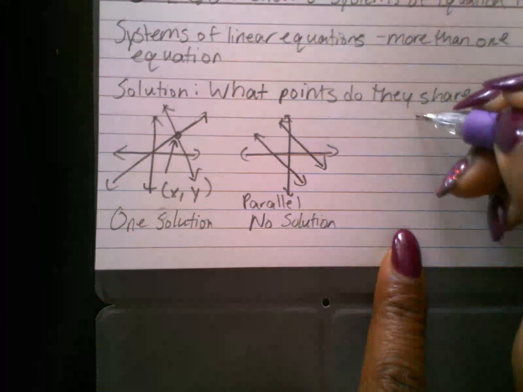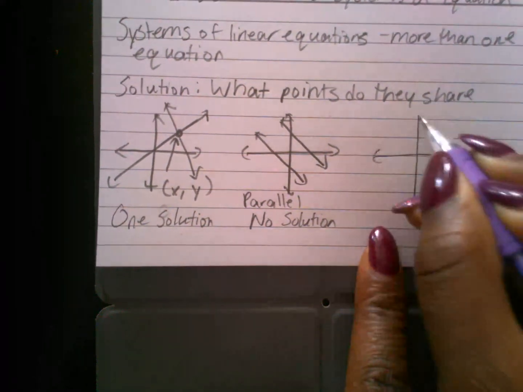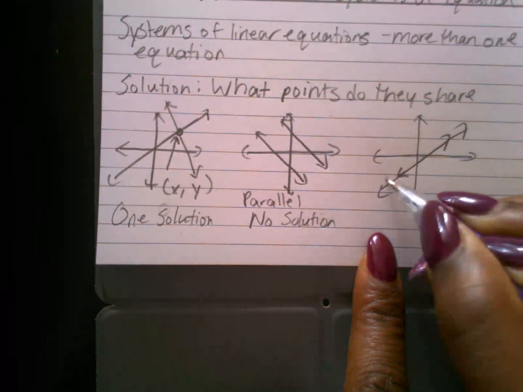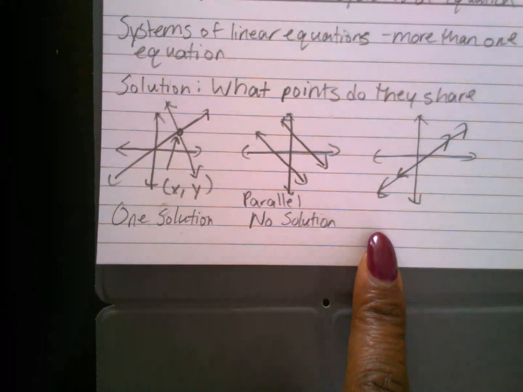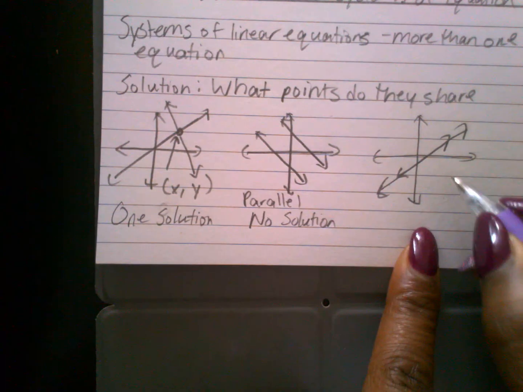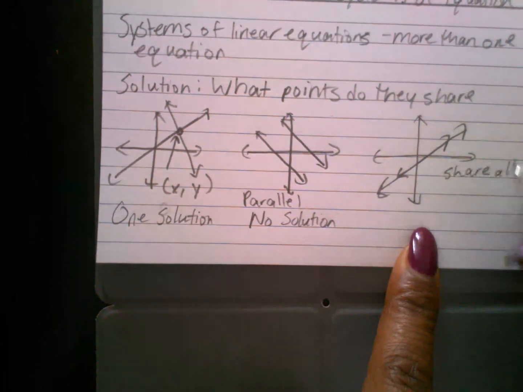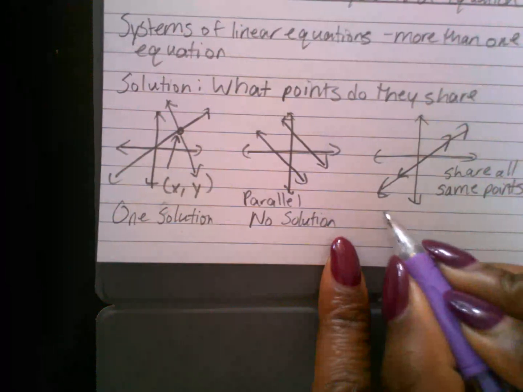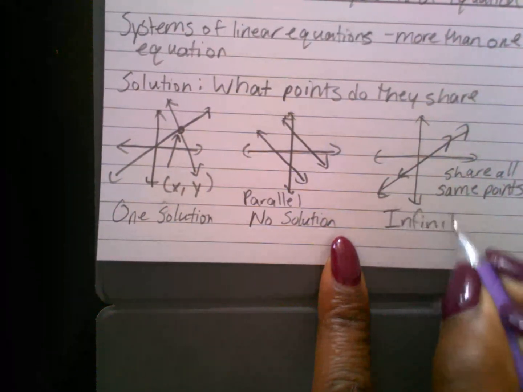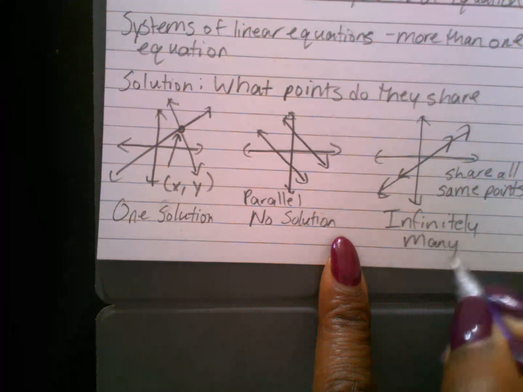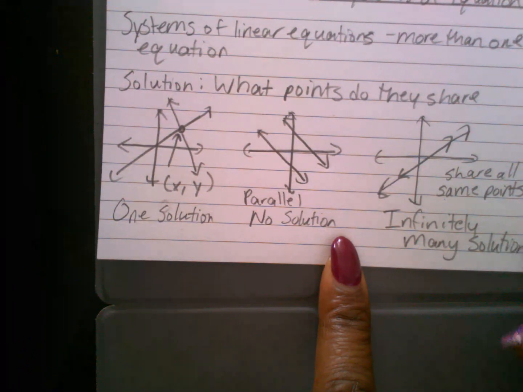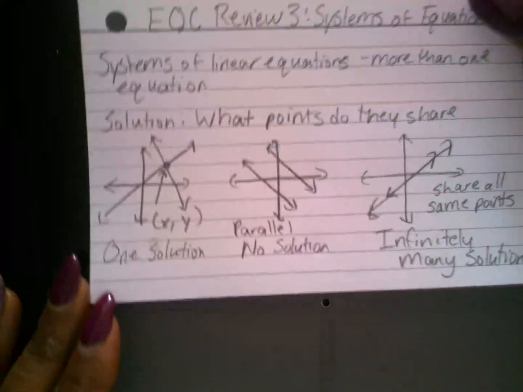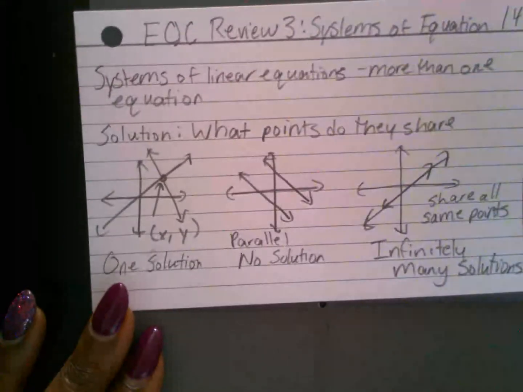And the last type of solution when it comes to straight lines is if you graph them and they happen to be right on top of each other. That's why I'm putting two sets of arrows. They share all the same points. By definition, a line continues without end. So since they share all the same points, there's an infinite number of points. So this is infinitely many solutions. And that's note card number 14.